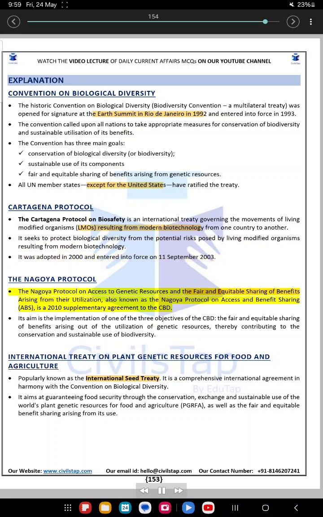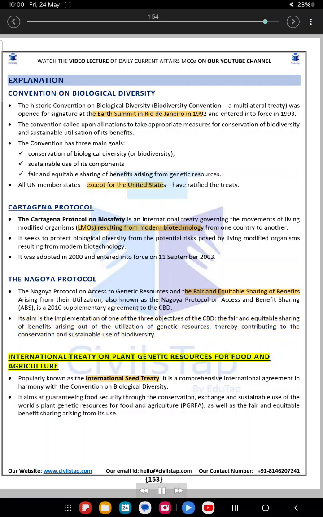The Nagoya Protocol. The Nagoya Protocol on Access to Genetic Resources and the Fair and Equitable Sharing of Benefits Arising from Their Utilization, also known as the Nagoya Protocol on Access and Benefit Sharing, ABS, is a 2010 supplementary agreement to the CBD. Its aim is the implementation of one of the three objectives of the CBD, the fair and equitable sharing of benefits arising out of the utilization of genetic resources, thereby contributing to the conservation and sustainable use of biodiversity.